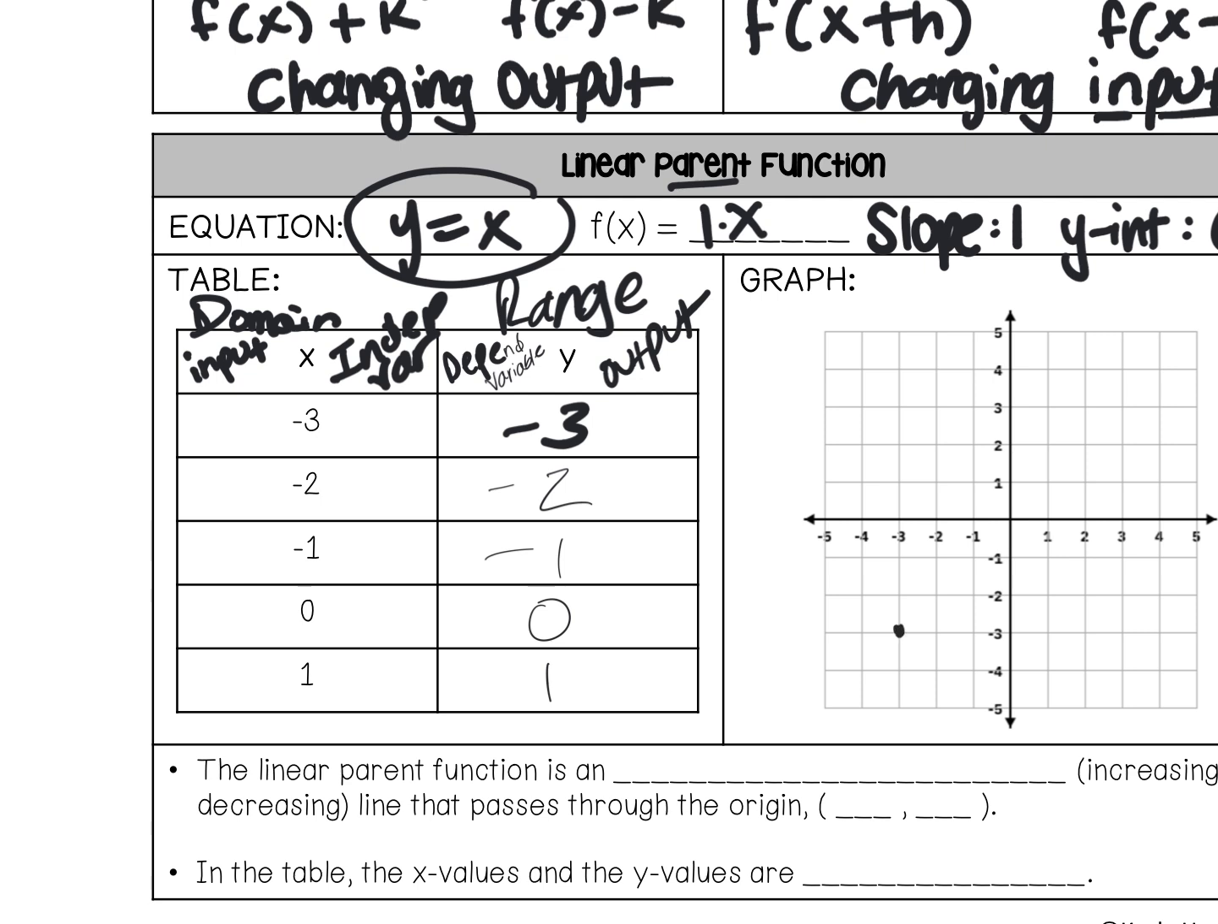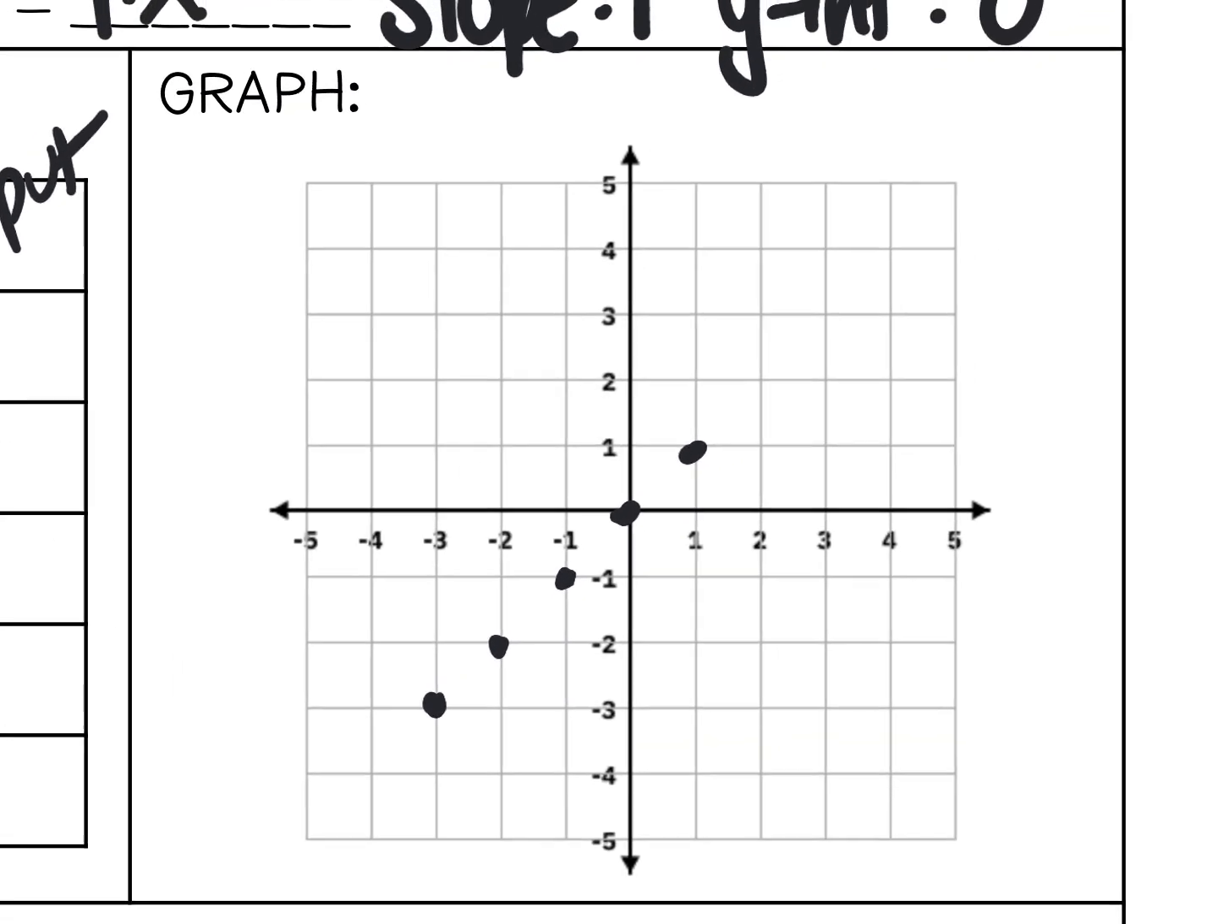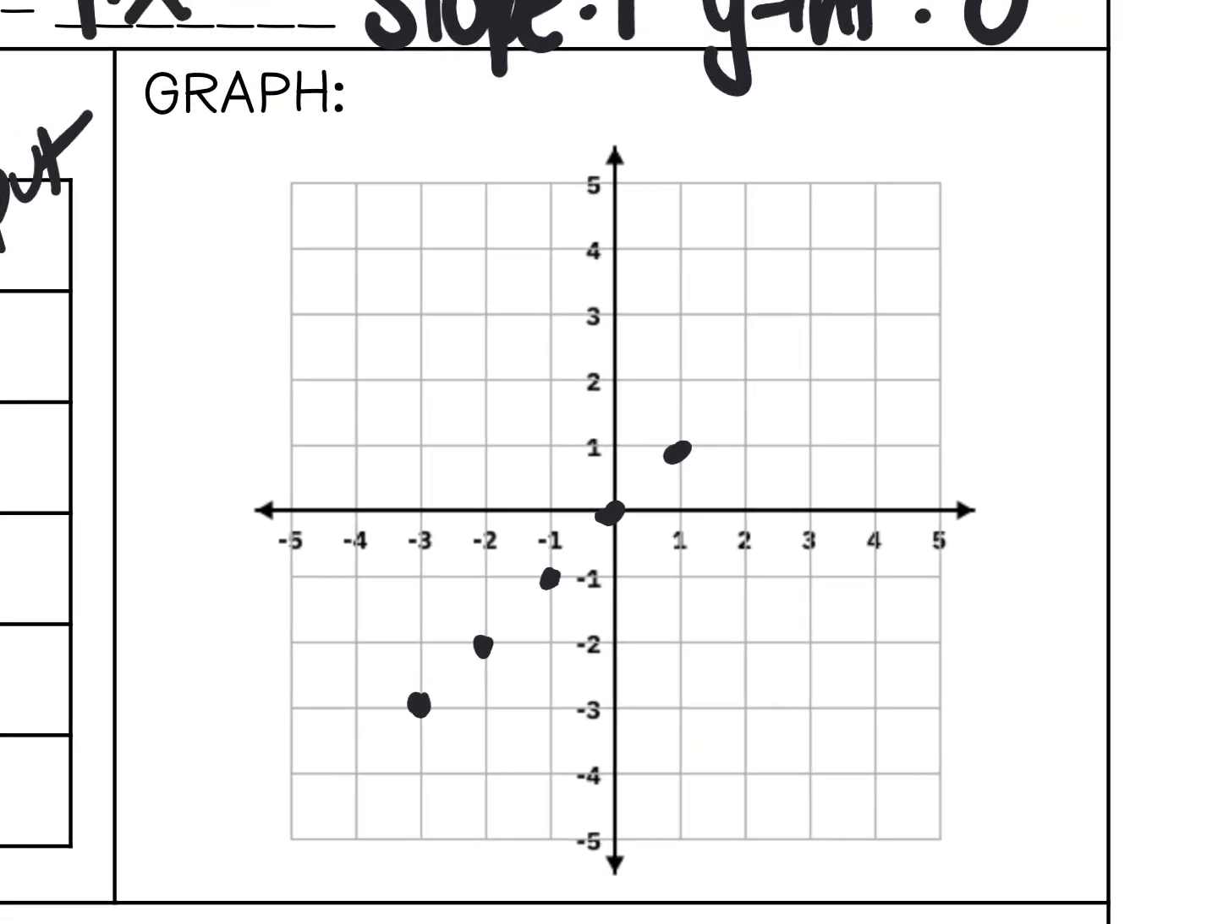Here's our -3, -3. -2, -2. To the left 2, down 2. -1, -1. 0, 0. 1, 1. Notice how the points are. We can continue this pattern. To get from one point to the other, how much are you rising? How much are you running? 1. That's your mother function. Up 1 over 1. Going through the origin.